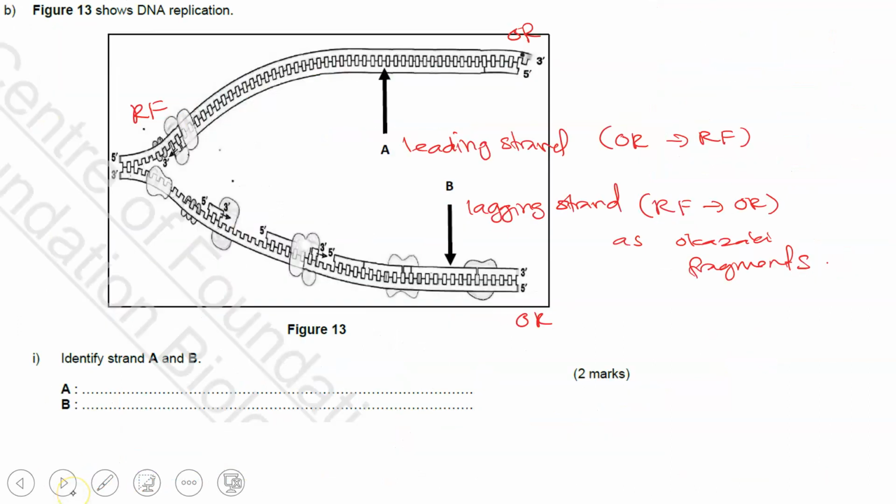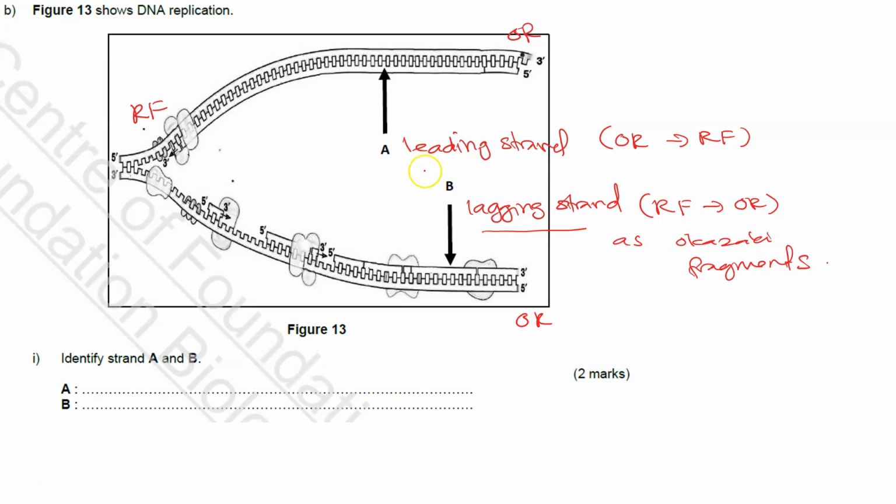Okay. Alright, so for question B, figure 13 shows DNA replication. Okay, so identify strand A and strand B. So this is easy. So strand A will be the leading strand. Okay, strand B will be the lagging strand. This is easy. You just have to identify the type of strand.